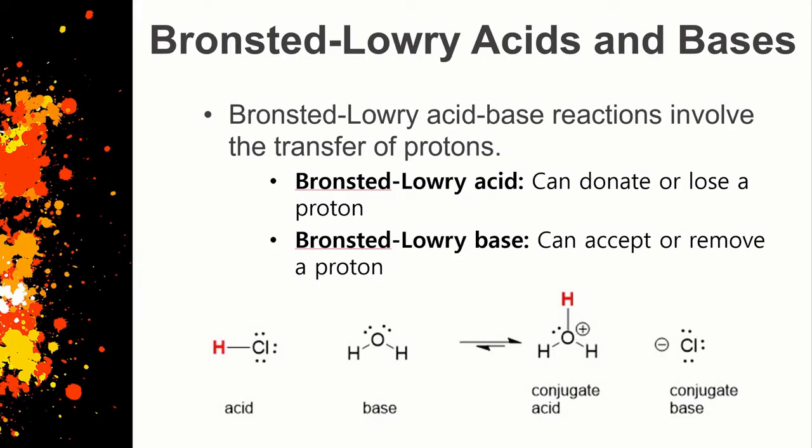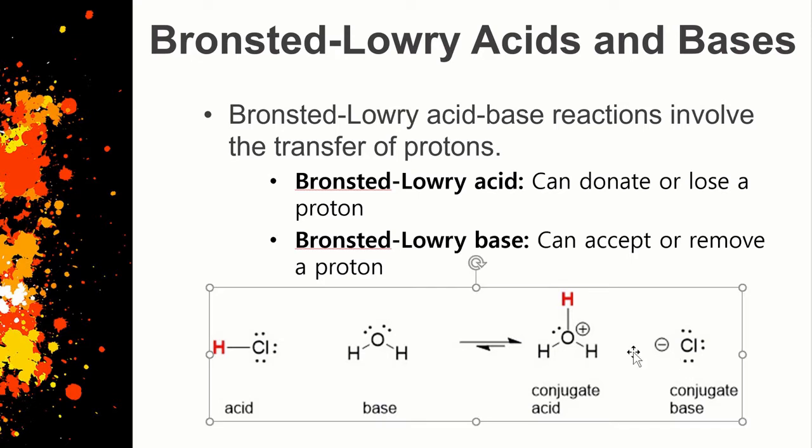Now, firstly, we must set the stage for acid base. What are the definitions? So we're going to look at two. The first is Bronsted-Lowry acids and bases. And for this definition, it's defined as reactions which involve the transfer of protons. So therefore, a Bronsted-Lowry acid can donate or lose a proton, and a Bronsted-Lowry base can accept or remove a proton. So we have an example here. We have hydrochloric acid and we have water acting as a base here, and the product of that is our conjugate acid and conjugate base.